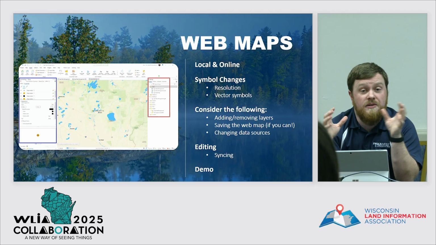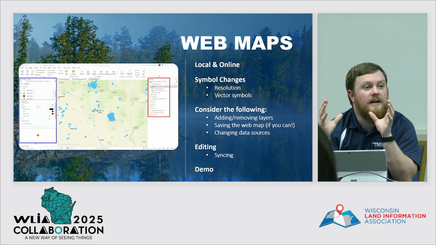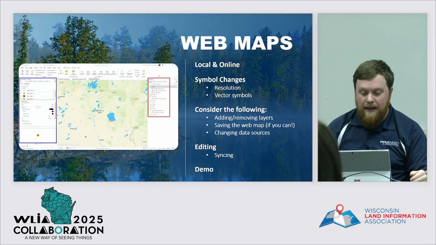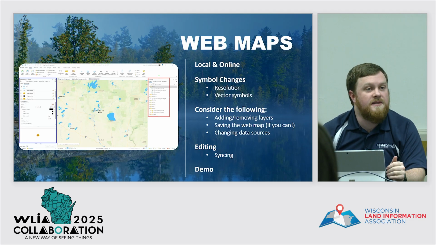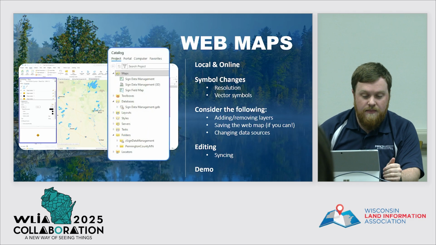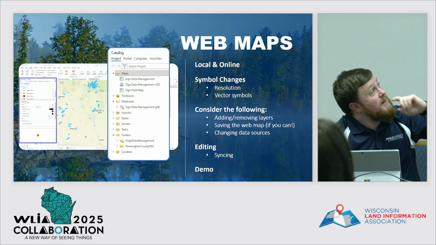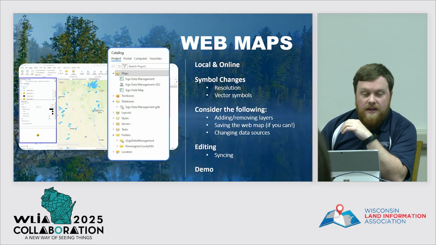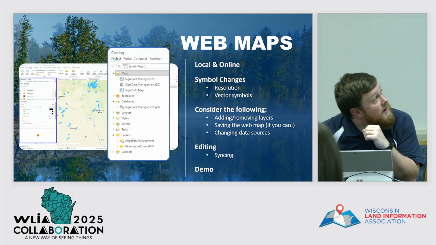Vector symbols are the best, those PNG files I mentioned briefly. Putting those in, ArcGIS Online is getting better and better about accepting those types of symbols. And here, bringing it to our web map, we see two different things shown there.